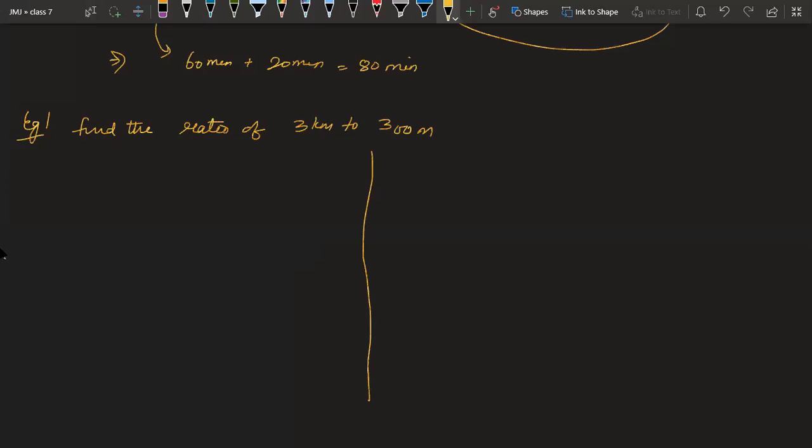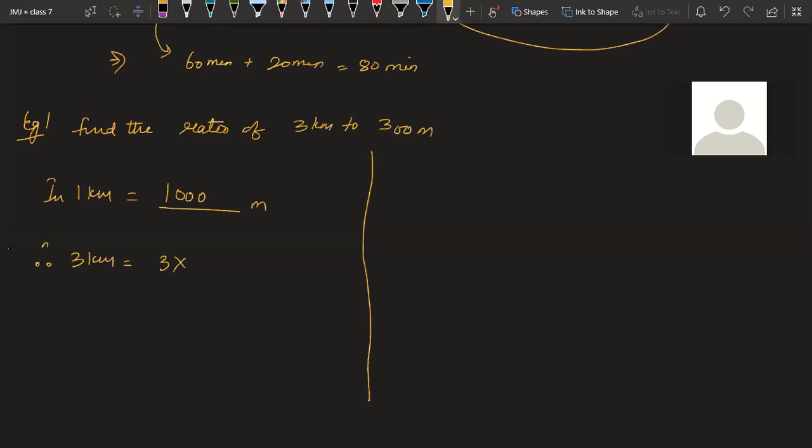In the first case, I will say in 1 kilometer, how many meters are there, class? Please answer. In 1 kilometer, how many meters are there? Yes, there are 1,000 meters. So we can say, therefore, 3 kilometer is equal to 3 into how much? If 1 kilometer is 1,000 meters, that means 3 kilometers can be written as 3 into 1,000 meters, and the answer is 3,000 meters.